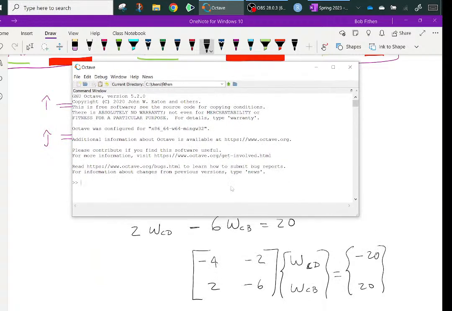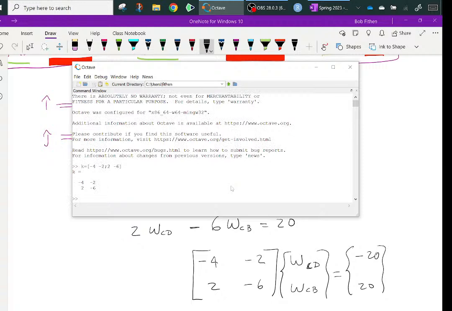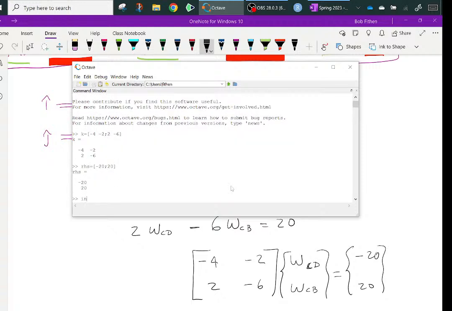Okay, so I'll take the matrix and put it in there. K is equal to minus 4, minus 2, 2, minus 6. We'll get that out of it. And then the right hand side is minus 20 and 20. And then I do inverse of K. Was it a capital K? No, it was a lowercase k, times the right hand side.